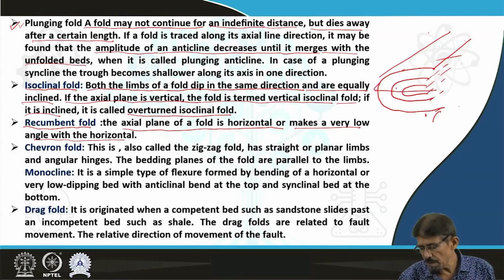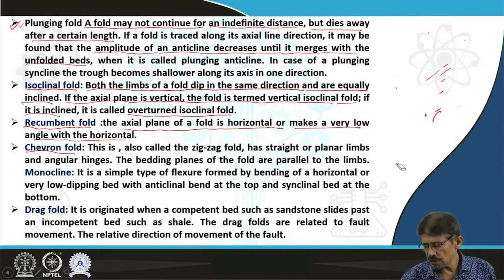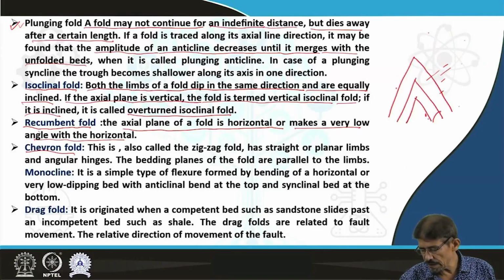Here the axial plane is lying horizontal, and it is called a recumbent fold. Then the chevron fold, where the vertex point or crestal point is pointed in nature. This is also called a zigzag fold, which has straight or planar limbs and an angular hinge.